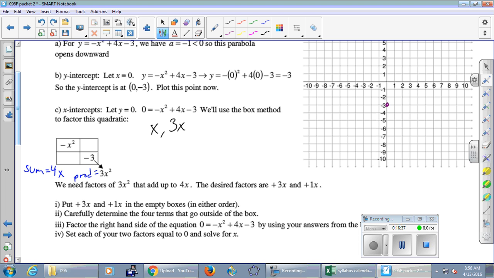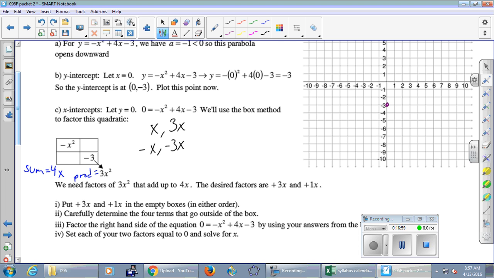There's actually another answer. What's the other answer that will get you a 3x squared? Seems like that's the only answer, but there's another one. Negative 3 and negative 1. That's it, right? Got to make sure you're comfortable playing around with the signs. Everything is not always positive.